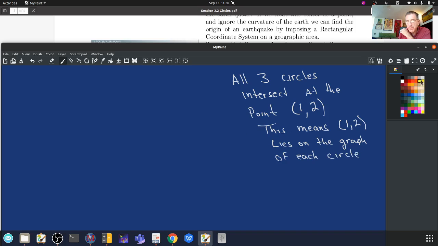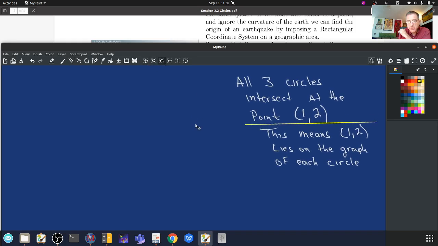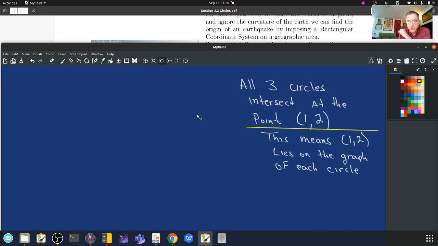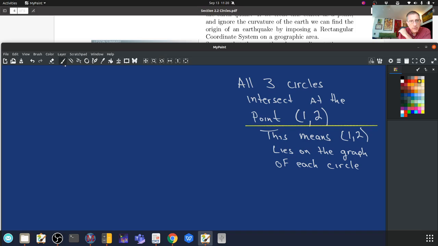So we identified the point graphically. I used GeoGebra. And the point where they all 3 intersect is 1, 2. We just grab that graphically. The next thing is we used our brain. That means this point lies on the graph of each circle. So tell me one more thing that I can infer from this.